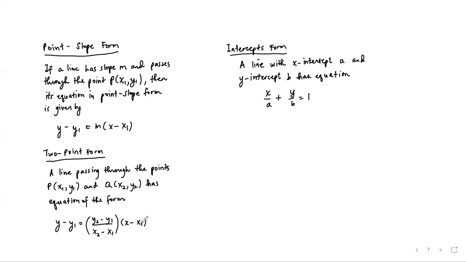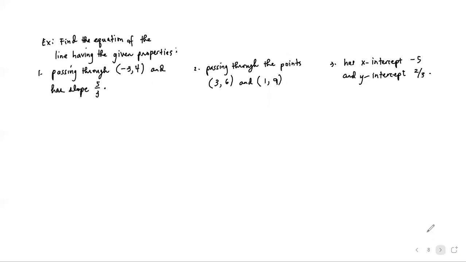And then lastly, we have the intercepts form. So if we're given the x-intercept a of the line and the y-intercept b of the line, then the line has an equation of the form x divided by a plus y divided by b, and it is equal to 1. So let us have some examples. Let us find the equation of the line having the given properties.